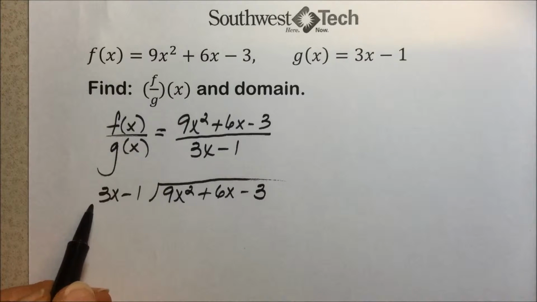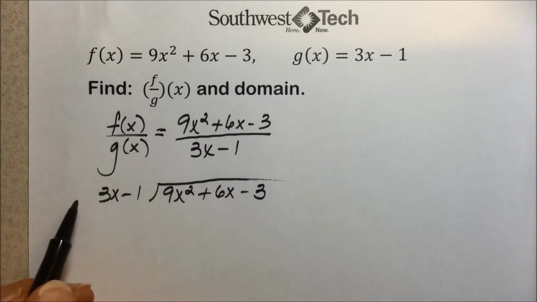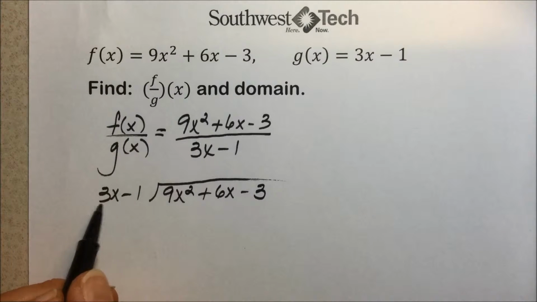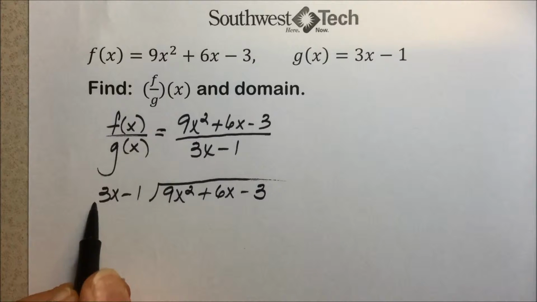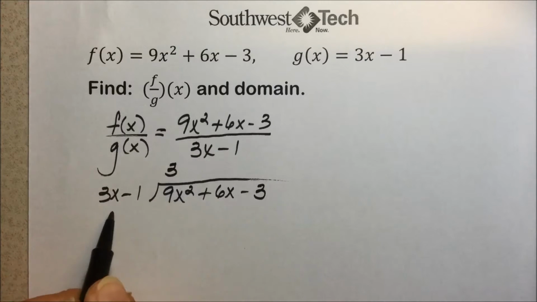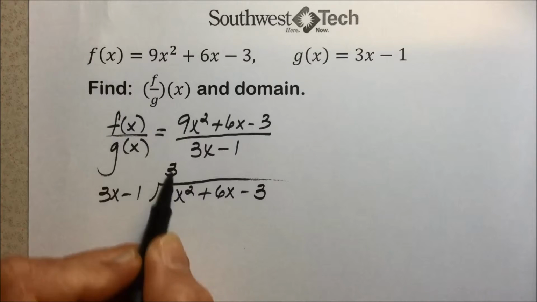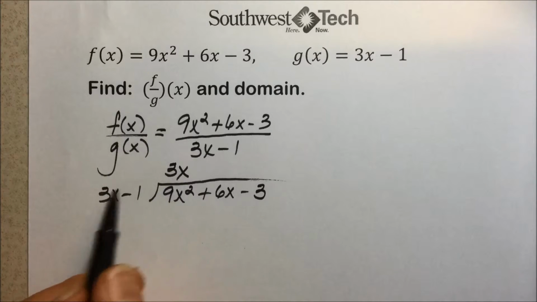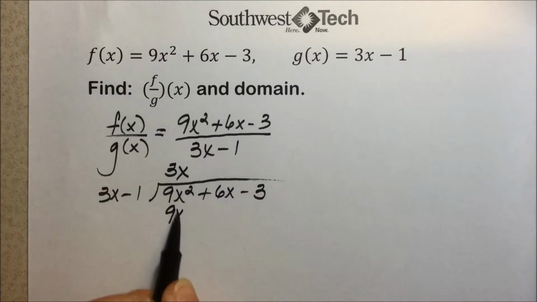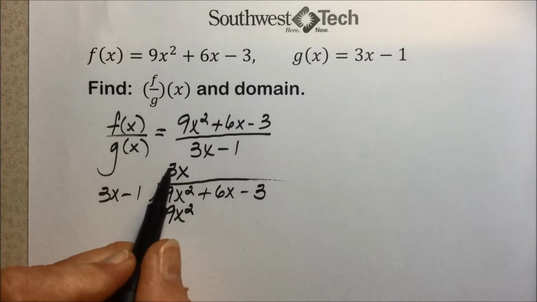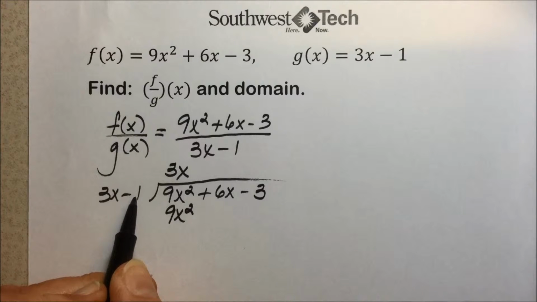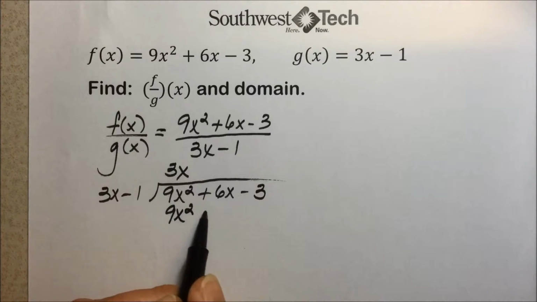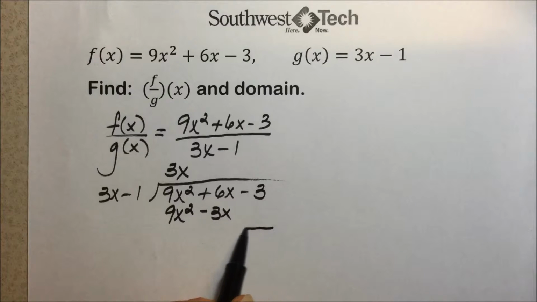We take our highest power term in our divisor, determine what we would multiply it by, in this case 3x, to give us this leading term here. To get 3 up to a 9, we need to multiply by 3, and to get our x to an x squared, we would need an x. 3x times 3x is 9x squared. Think of this as distributive. Not only do we multiply the first term, but every term of our divisor. So -1 times 3x is -3x.